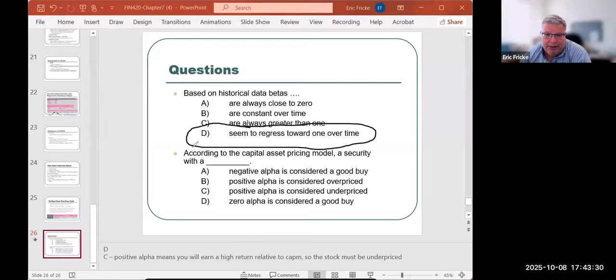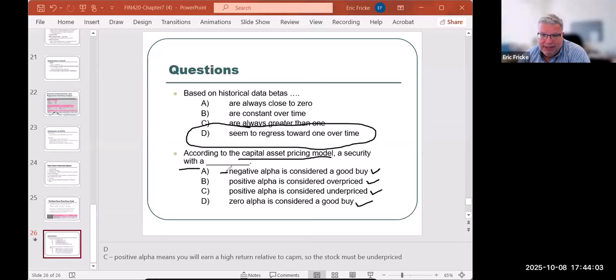Next question, final question. According to the CAPM, a security with a blank, negative alpha is considered a good buy. Positive alpha is considered overpriced. Positive alpha is considered underpriced, or zero alpha is considered a good buy. Right? Seeking alpha, you want positive alpha. So positive alpha is good, negative alpha is bad. All right? So let's look at our possibilities here.